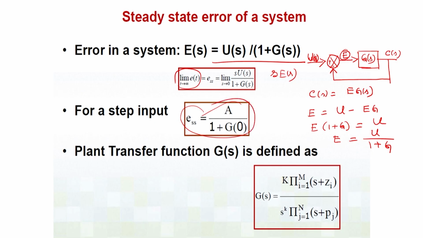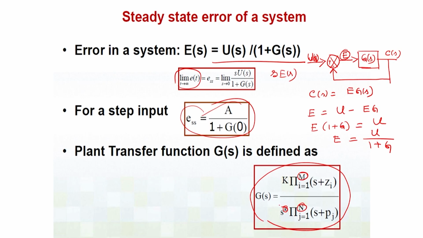Then the plant transfer function would be something like this, which has k number of simple poles or roots at the origin in the system. Let us say that is a generalized representation of the plant, with m number of zeros and n number of non-simple poles in the system. So, if this is what is my plant transfer function, then what is the G(0) of the system?